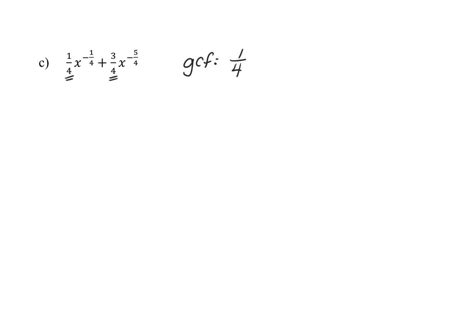And then taking a look at the portions that have the exponents, x to the negative 1/4 and x to the negative 5/4. Again, remembering we want to take the smaller exponent, and the smaller of those two exponents is negative 5/4 because we're talking about negative numbers. So my greatest common factor of 1/4 x to the negative 5/4 gets factored out. And then I'm rewriting this as a product.